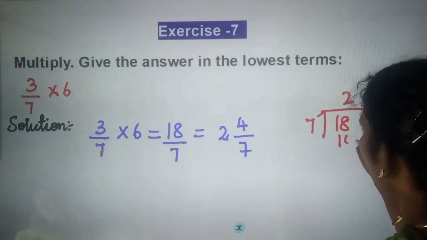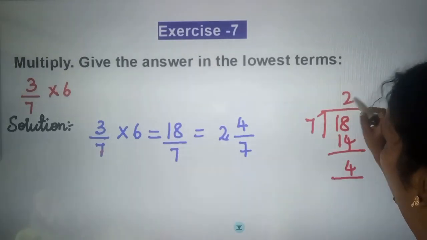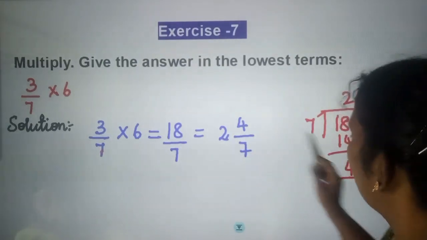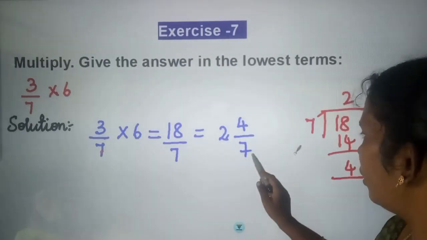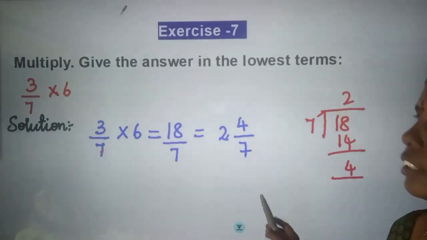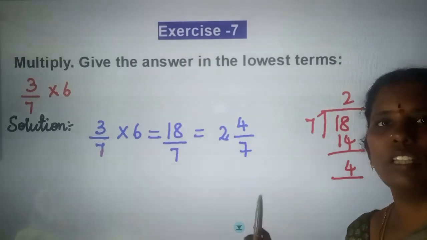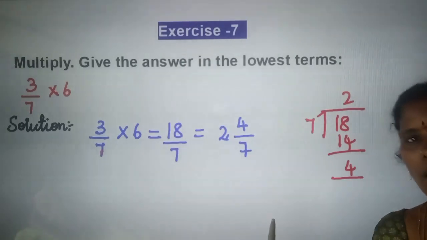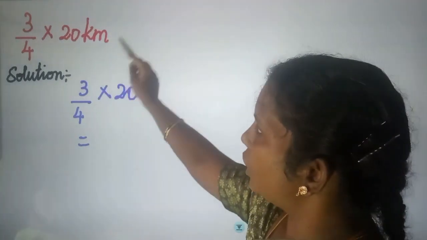7 2s are 14. The remainder is 4. Hence this quotient 2 I have written first. The remainder 4 I have written in the numerator. The same denominator 7 will come here. But understand children, 3 by 7 into 6 is 2 4 by 7. This is the lowest term. Is it clear, ma? The next sum, 3 by 4 into 20 kilometer.